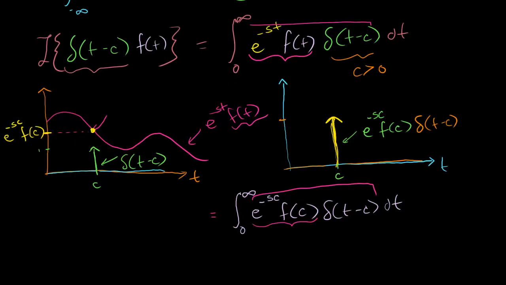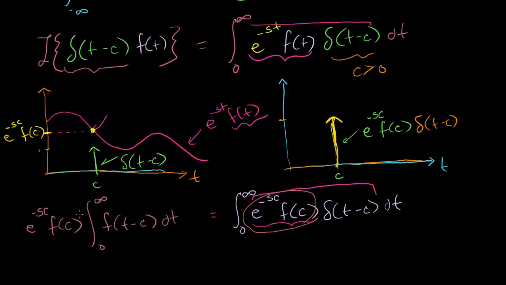If we take out the constants from inside of the integral, we get e to the minus sc times f of c times the integral from 0 to infinity of... oh, sorry, not f of t minus c. This is not an f. I have to be very careful. This is a delta. I took out the constant terms there, and it's going to be the integral of delta of t minus c dt.